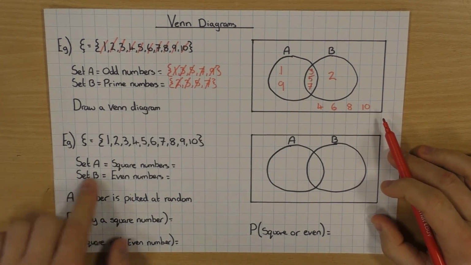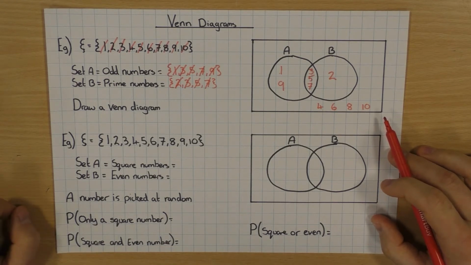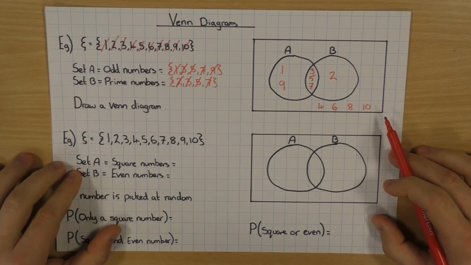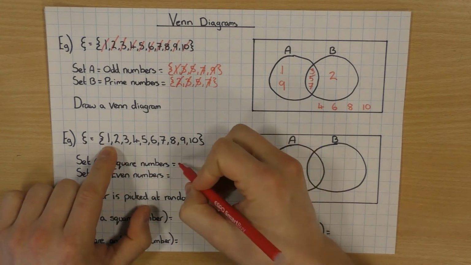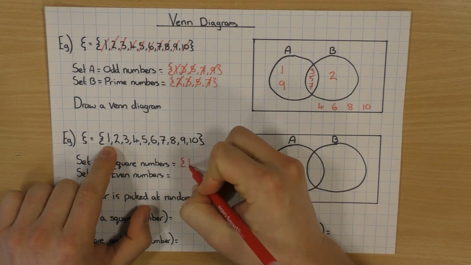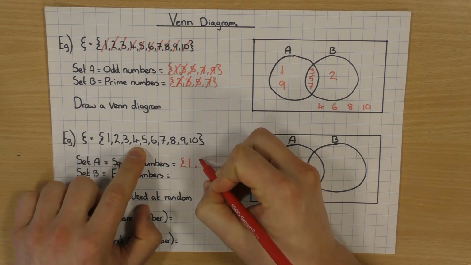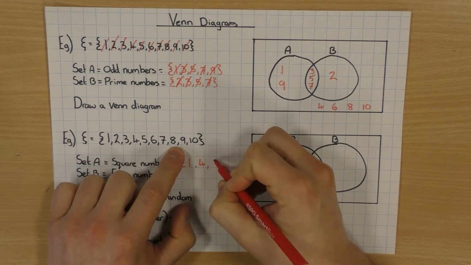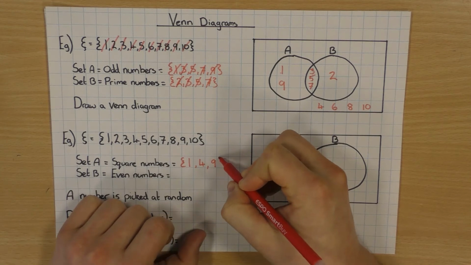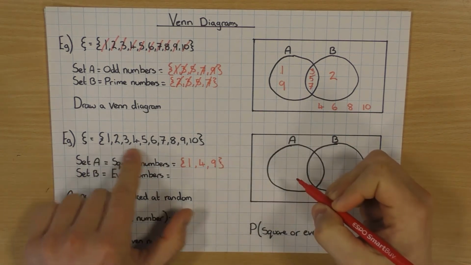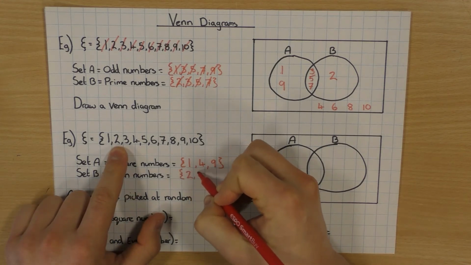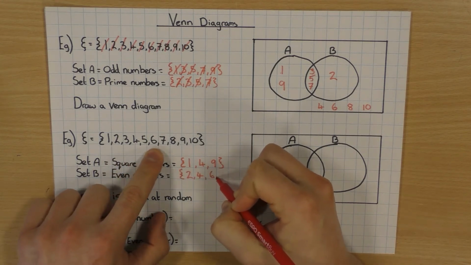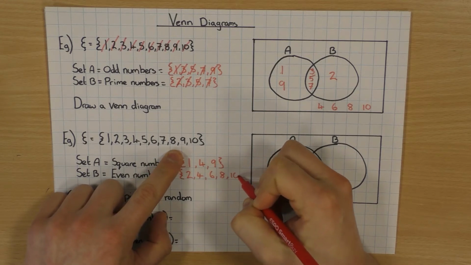But you can also be asked some questions, which we're now going to have a look at in this second example. Before we do that, I need to fill in the Venn diagram. Again, I've got my set of numbers 1 to 10. I'm going to write down the square numbers. Well, 1 squared is 1, 2 squared is 4, 3 squared is 9, and 4 squared is 16, so that's out. These are the only square numbers that I've got. And I've got the even numbers, so 2, 4, 6, 8, and 10.